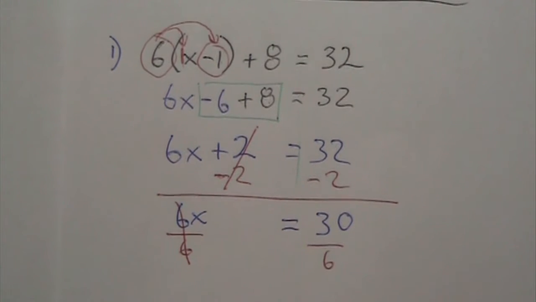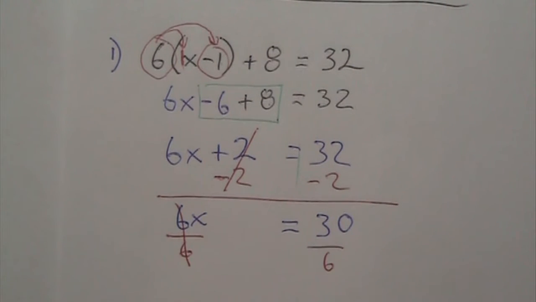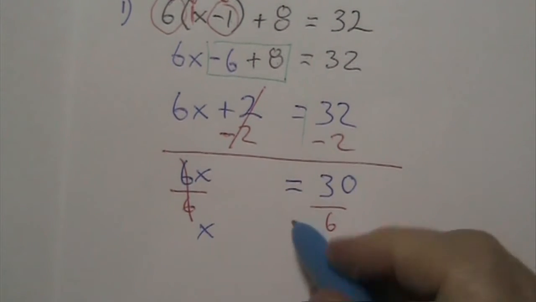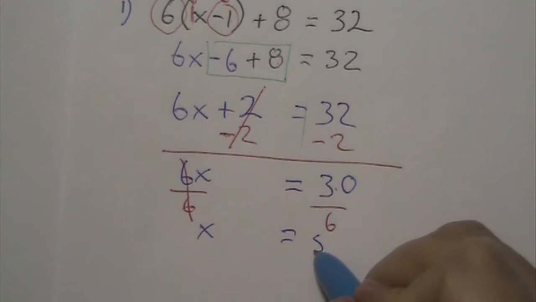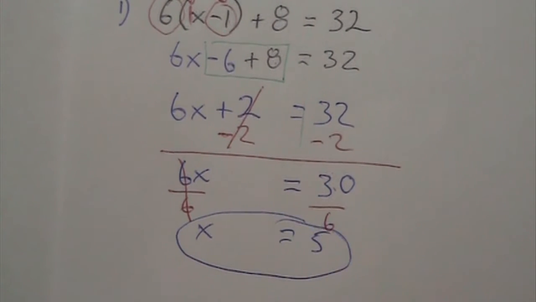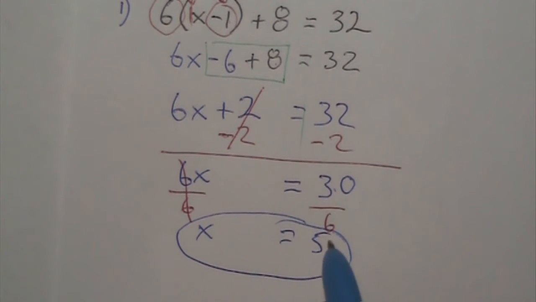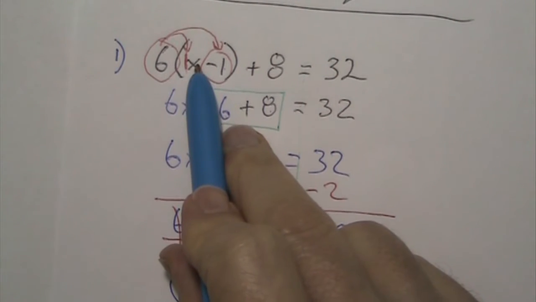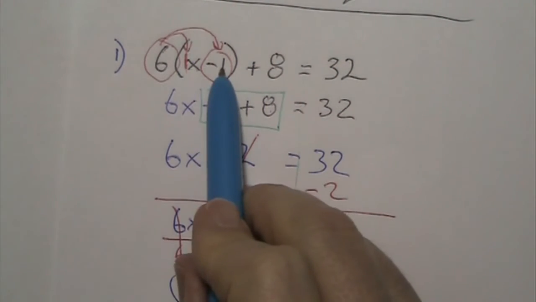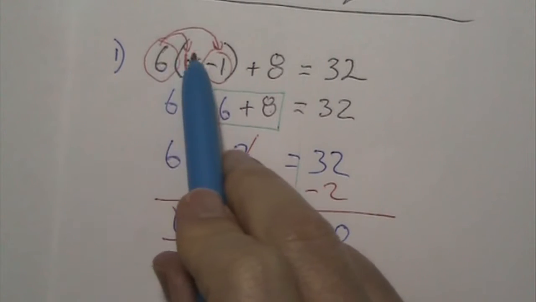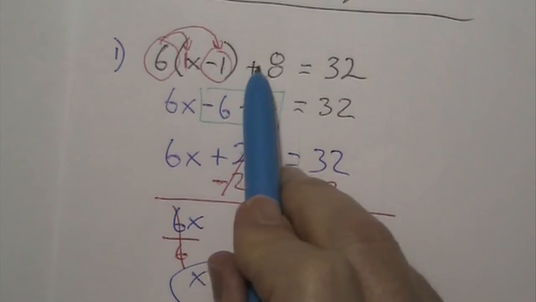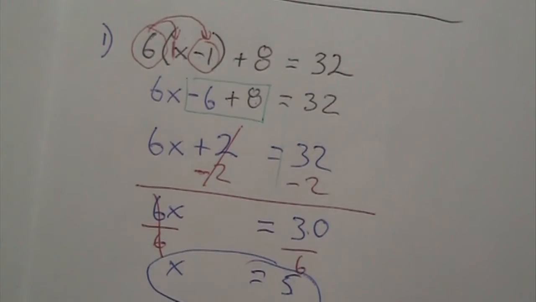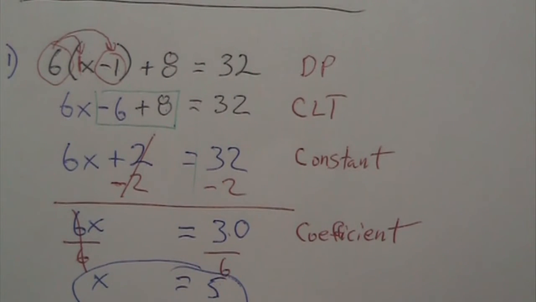So if I do that, that becomes a 1. 1 times x. 1 times x is x. 6 goes into 30 5 times. How do you check this? Take the number 5, plug it back into there and see if it works. And 5 minus 1 is 4. 4 times 6 is 24. 24 plus 8 is 32. It works.